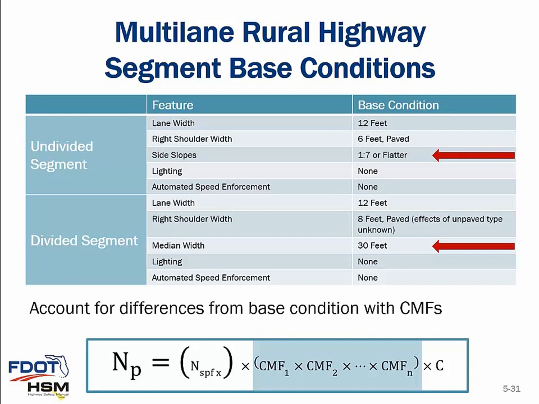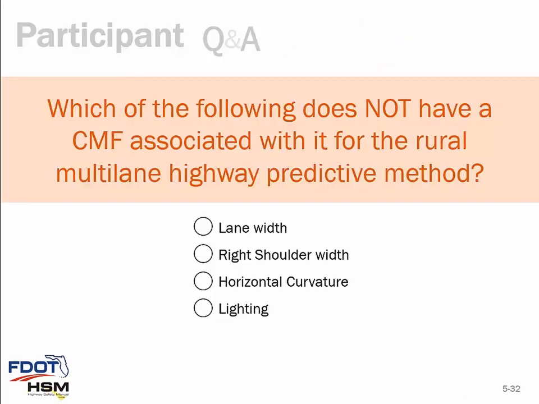You also see a lot fewer variations from base conditions, or crash modification factors, applicable for the multi-lane rural highway. Things that we saw before, such as grades and horizontal curves and those types of things, are not included in this particular analysis. Now I'd like to have another poll question. Which of the following does not have a CMF associated with it for the rural multi-lane predictive method? There are four choices: lane width, right shoulder width, horizontal curvature, and lighting.